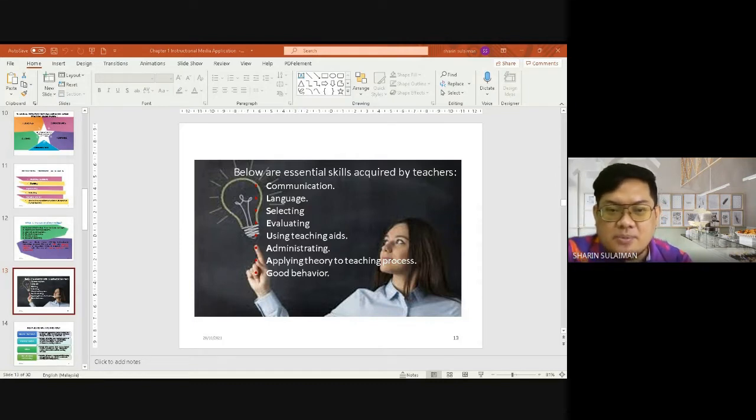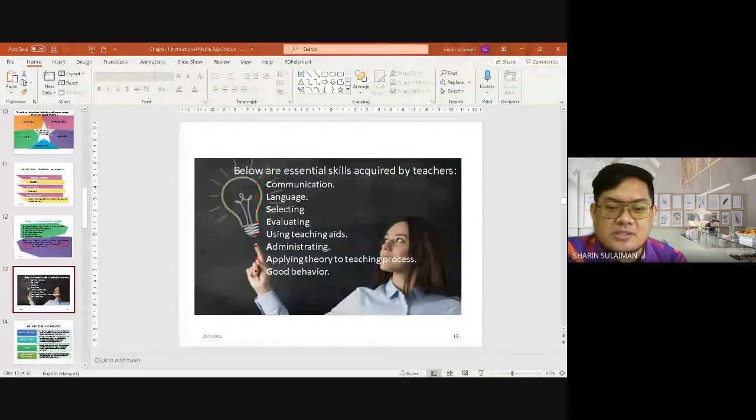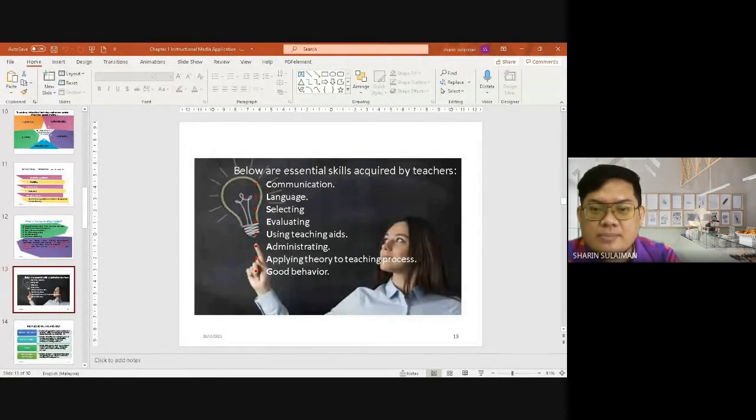Okay, so moving to the next. So this was patience. Below are the important skills acquired by a teacher. If you want to become a teacher, these are the skills that you need to have.